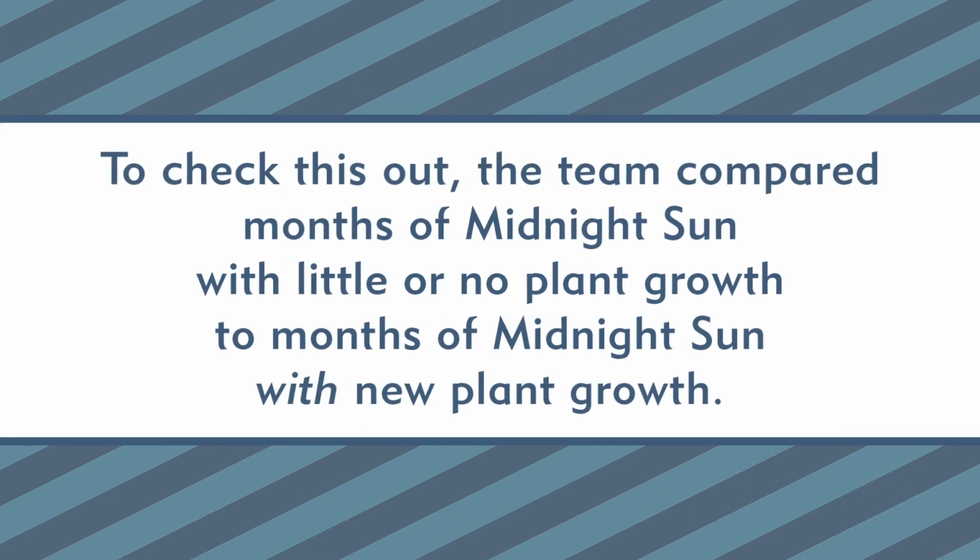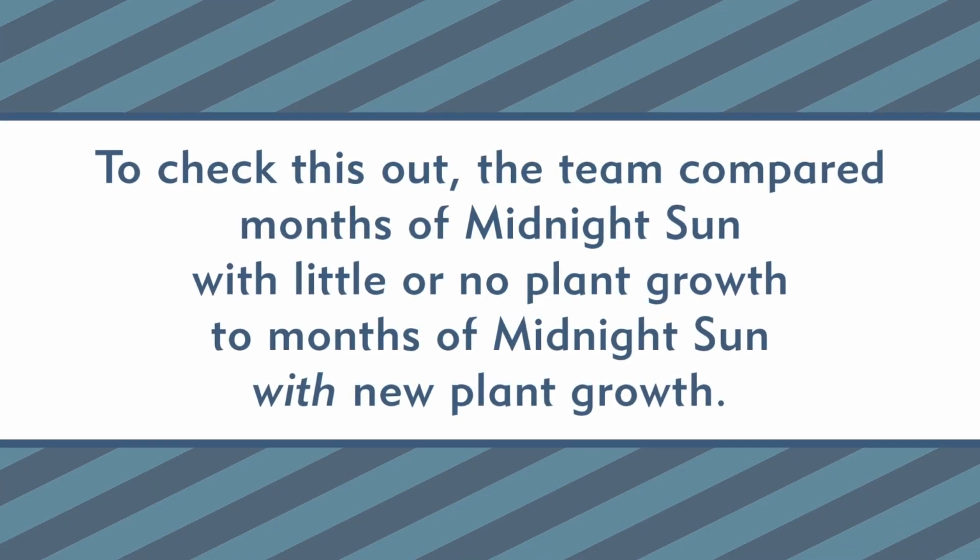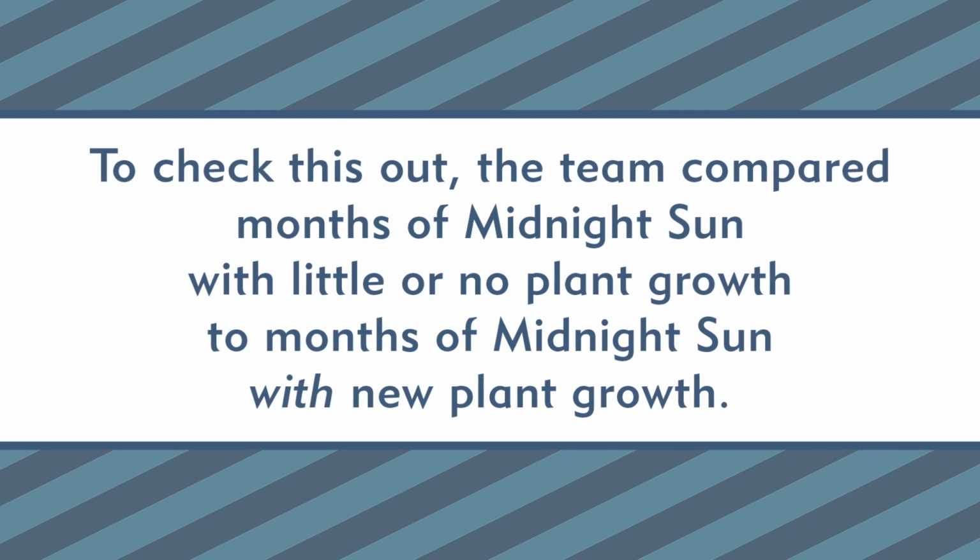However, they wanted to know if these rhythms were influenced more by the availability of sunlight or by the availability of vegetation. Basically, is this behavior because it's light outside or because there's a lot of food? To check this out, the team compared months of midnight sun with little or no plant growth to months of midnight sun with new plant growth.